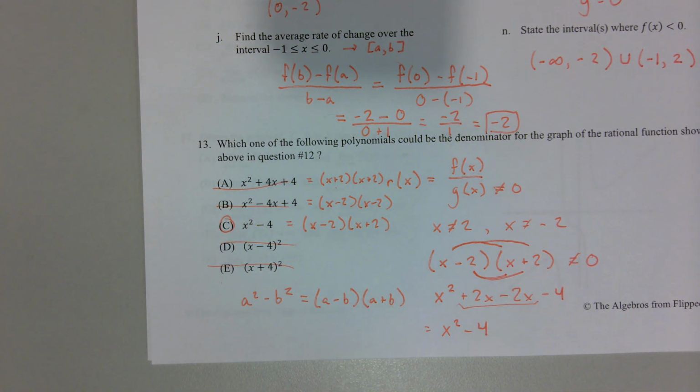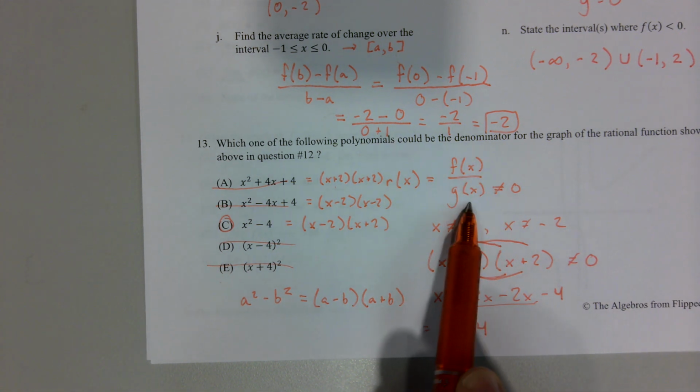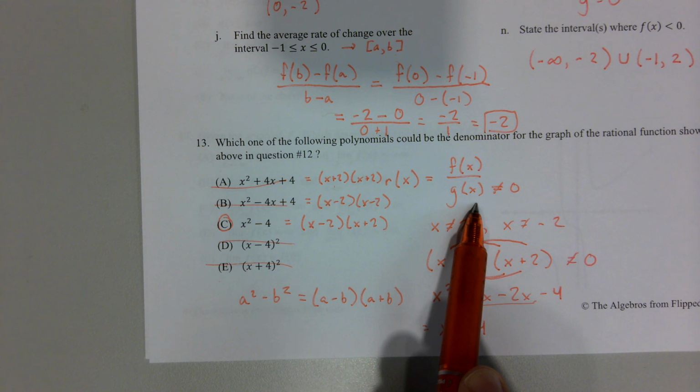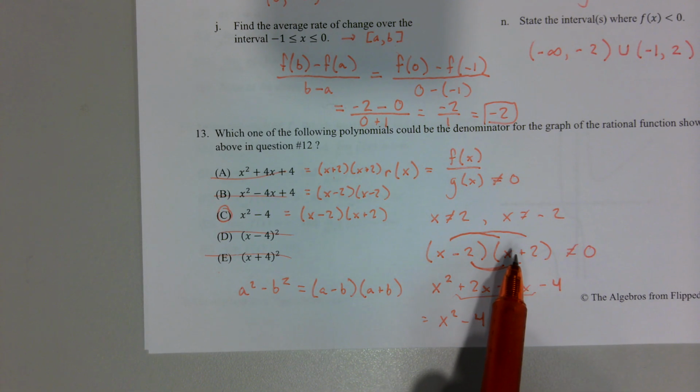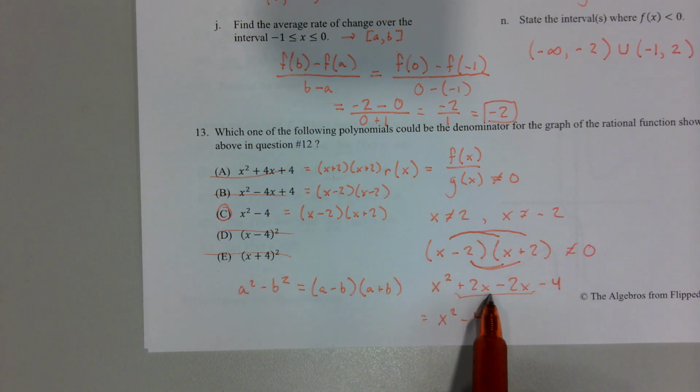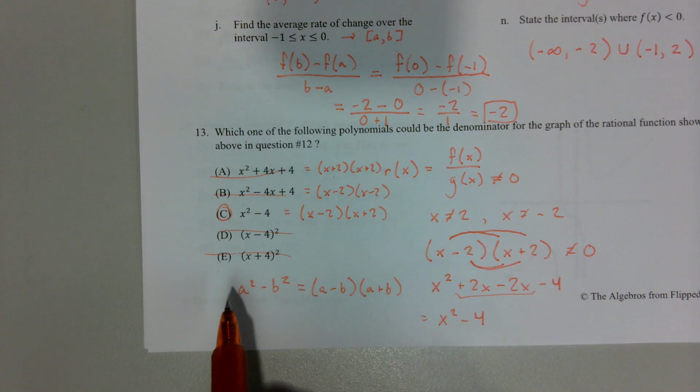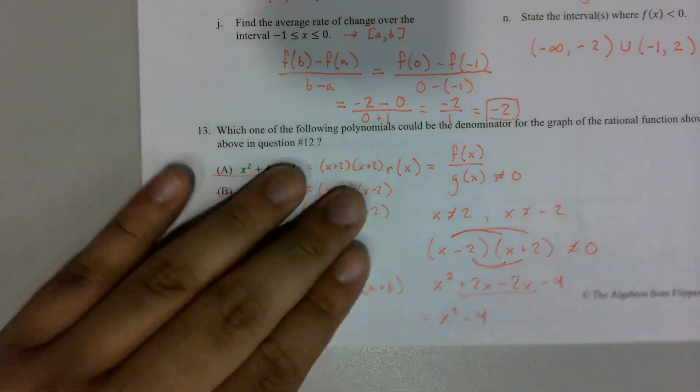So you can choose to approach this however you like. Personally, I prefer to just work with what we know g of x can't be equal to, and work backwards on this one instead of factoring all of our answer choices.